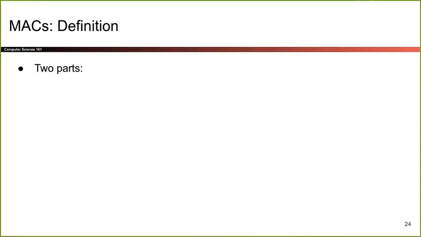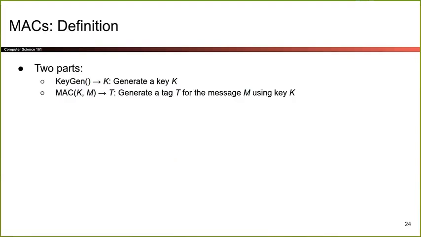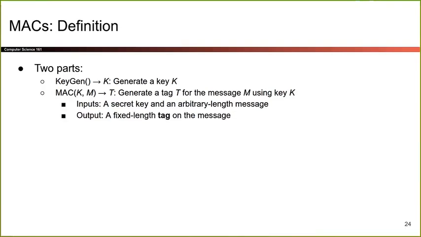So formally, the definition of a MAC is an algorithm with 2 parts. So as usual, there's always a keygen algorithm. So we have to define what's the key? How do I generate the key? So that's the keygen algorithm. Then there's going to be a MAC algorithm. So it takes in the key and the message and generates a tag for that message. So the key is secret. The message can be as long or as short as you want. So you can do MACs on short messages and long messages. And the output is a tag, which is fixed length.